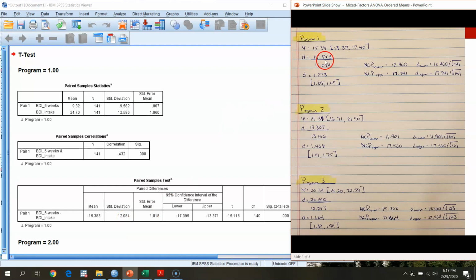If I do this, I get an effect size estimate of 1.27, suggesting that we're seeing a little over 1.25 standard deviation reduction in symptoms from intake, or baseline, to end of treatment. That's big. That's a big effect. Now, I might want to calculate a confidence interval around this.